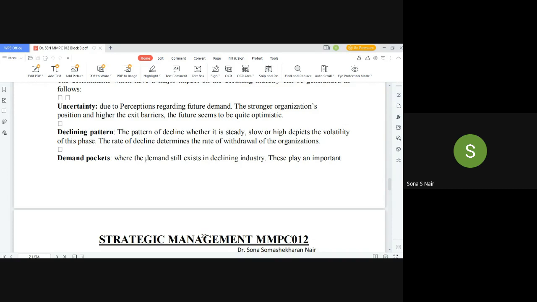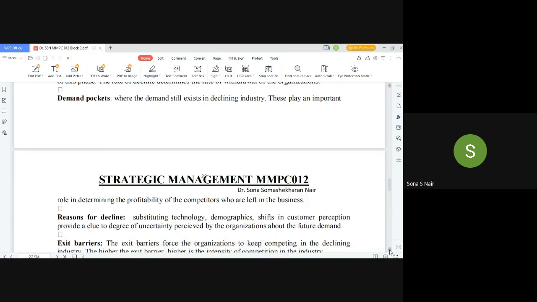Demand pockets. Sometimes in a declining industry, there are some pockets, some types of consumers who would still be demanding the product, right? These play an important role in determining the profitability of the competitors who are left in the business. This is because the demand pockets are there because of the habits of consumers, who would not like to change even if the industry is declining. So, if there are a good number of demand pockets, or if the demand pocket is high, then the competitors who are left in the industry will earn some profit. Otherwise, no.